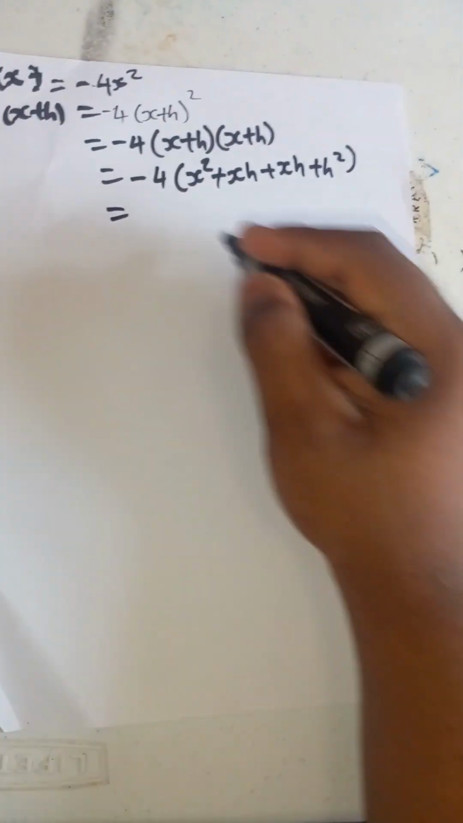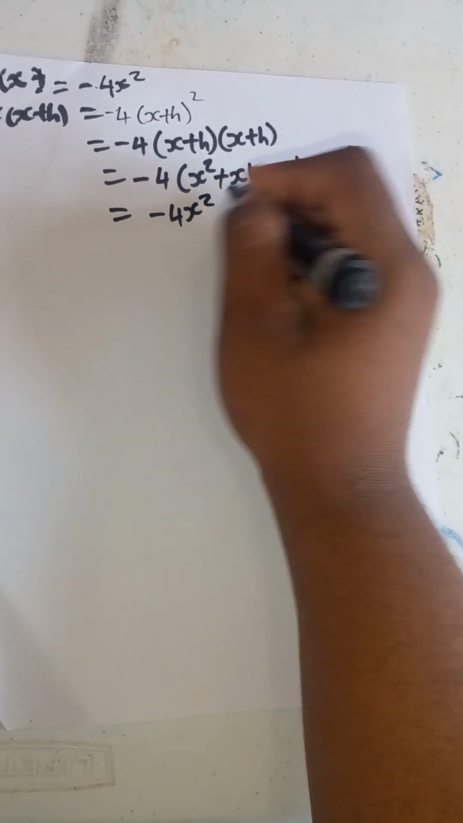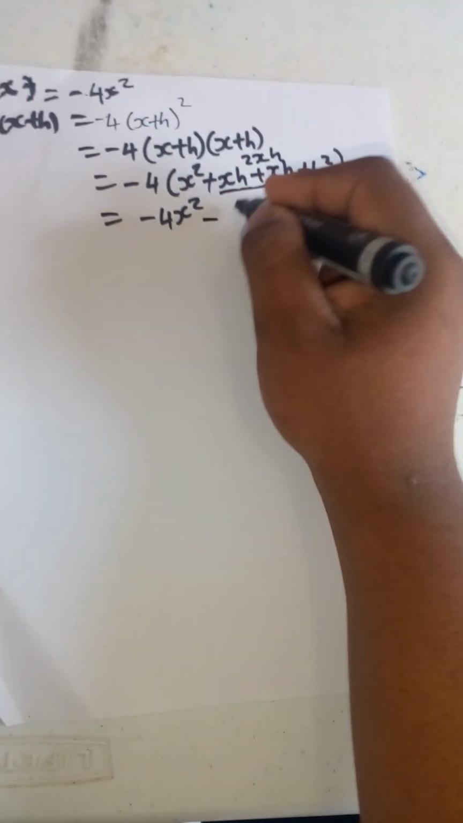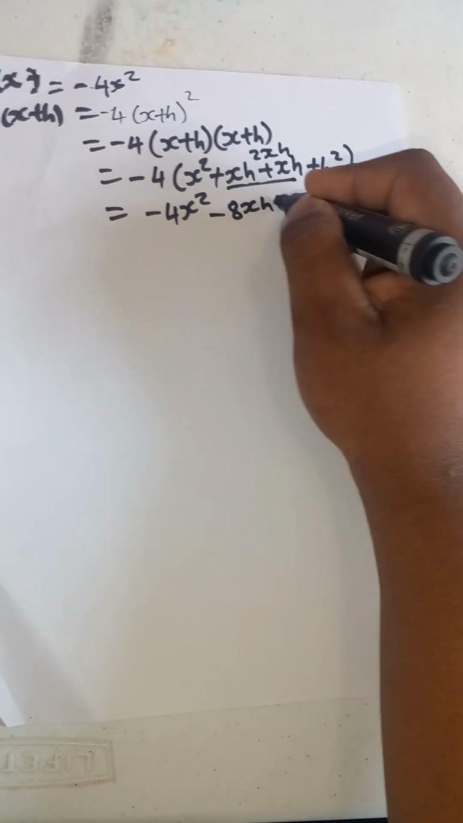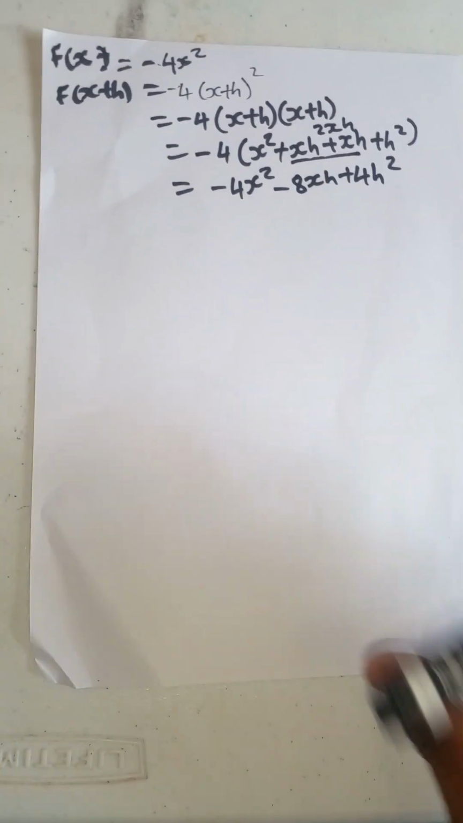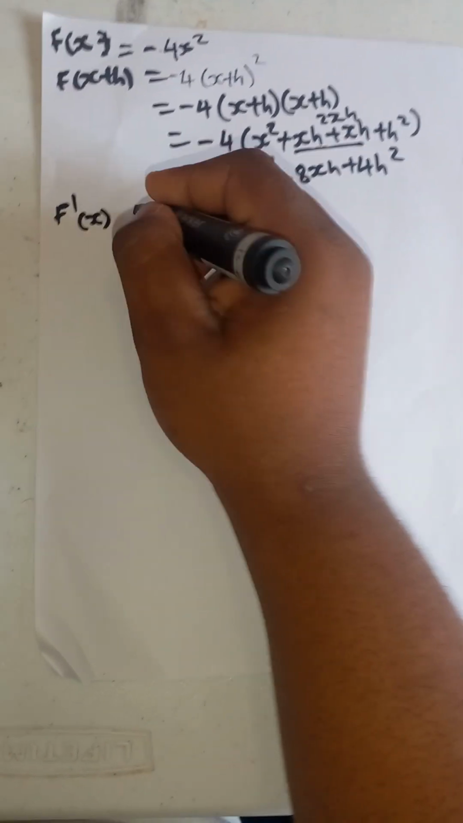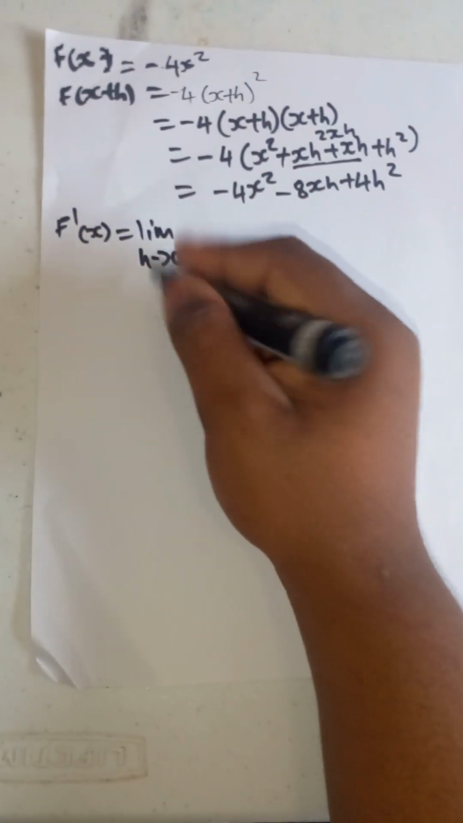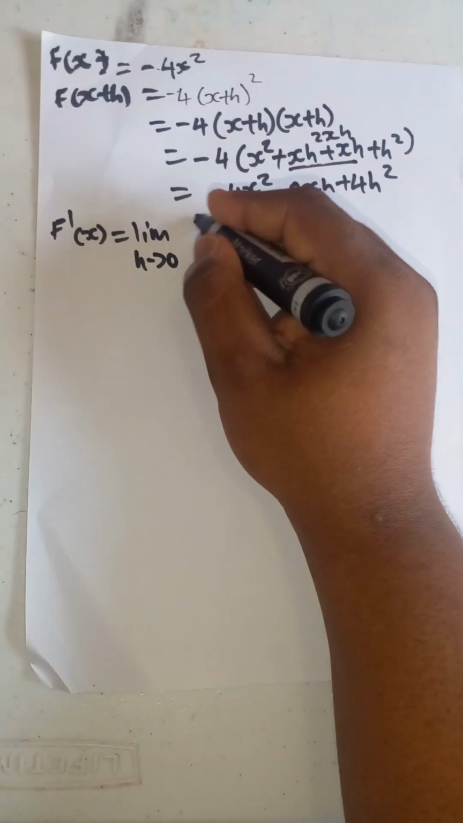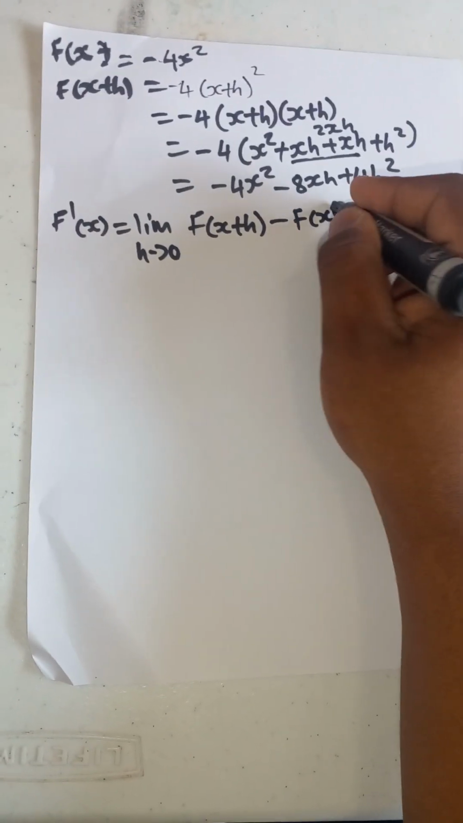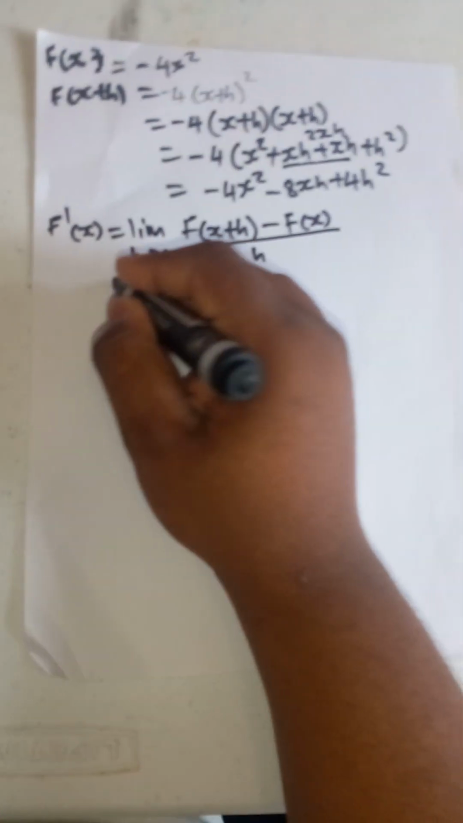So which means what I'm going to get is negative 4x squared, and then I have 2xh, right? So it will be negative 8xh plus 4h squared. Simply expanding this one. Now we are done. That's when you're going to write the formula, which is equal to the limit as h approaches 0. This one is very important. You must write it until you reach your final answer. f of x plus h minus f of x over h.